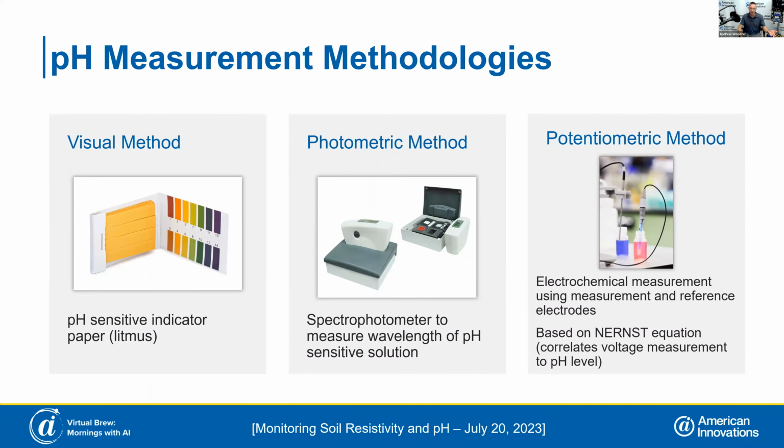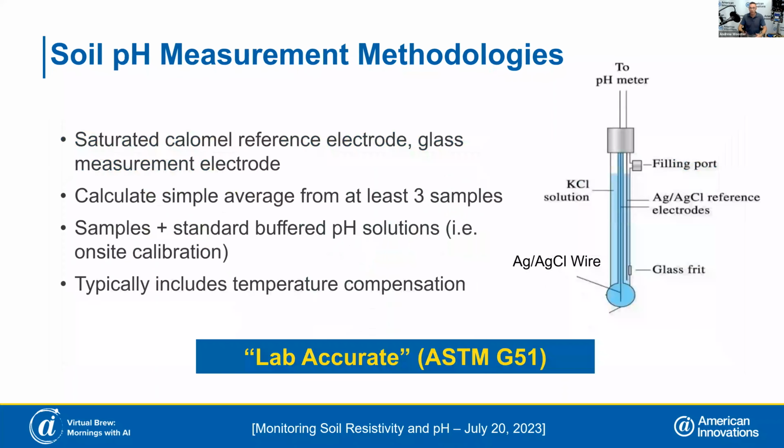Then there's the photometric method, where a spectrophotometer is being used to measure wavelengths of light that can then be translated to the pH. This is typically not used for soil resistivity, but is used in lab settings for measuring pH of other types of materials. The method that's most commonly used for soil is the potentiometric method, and in this case, you have an electrochemical reaction that's happening, and you're measuring the pH based upon the electrochemical reaction of a couple of different materials. And I'll go through a couple of methods for doing that.